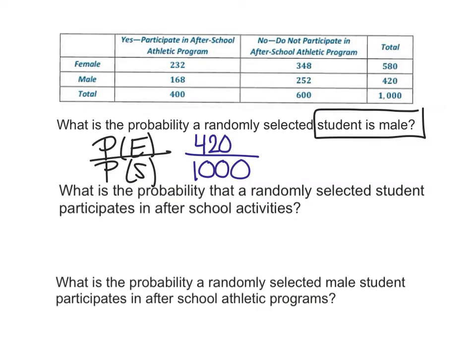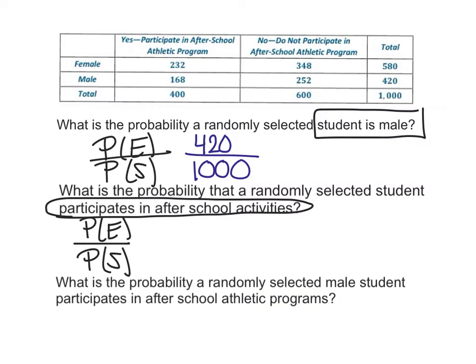Next question. What is the probability that a randomly selected student participates in after-school activities? So again, the probability of the event over the probability of the sample space. So the event that is happening is that you participate in after-school activities. So I find my participate in after-school activities, and that's a total of 400 students out of my whole sample of 1,000.